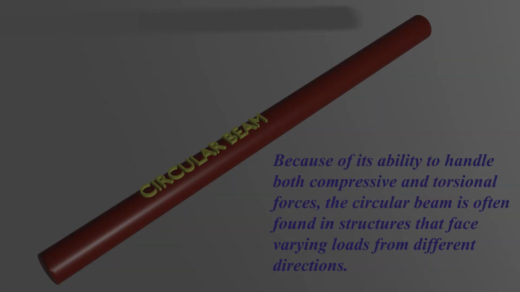Because of its ability to handle both compressive and torsional forces, the circular beam is often found in structures that face varying loads from different directions.